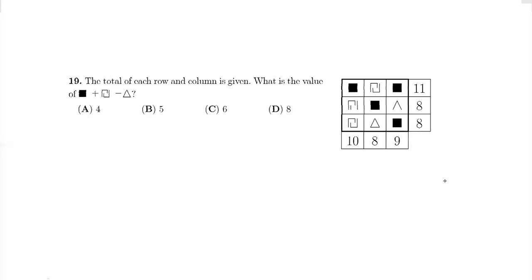Let's move on. Let's read question number 19. The total of each row and each column is given. What is the value of the square plus this, and minus the triangle?